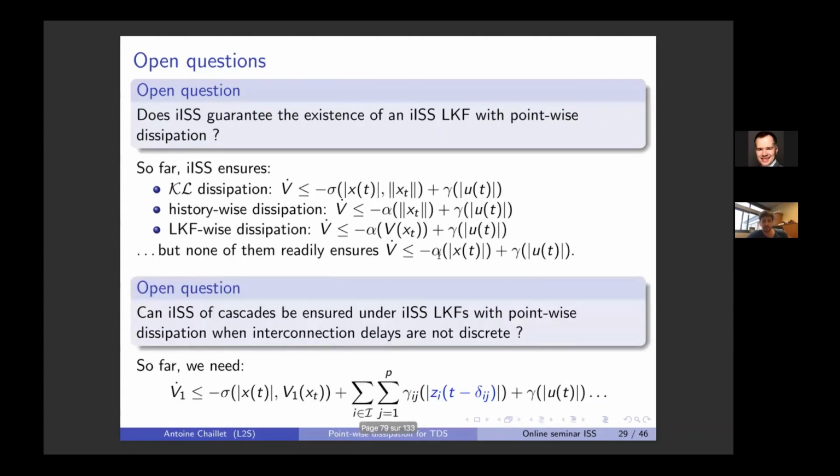And the second open question is whether, under similar assumptions as the cascade result I showed you, it would be possible to authorize distributed delays in the interconnection. So you remember, so far, I require that all my interconnection between Z and X is through discrete delays. It is not clear to me whether similar results could be obtained through pointwise dissipation to show the cascade is integral ISS in the presence of distributed delays in the interconnection.